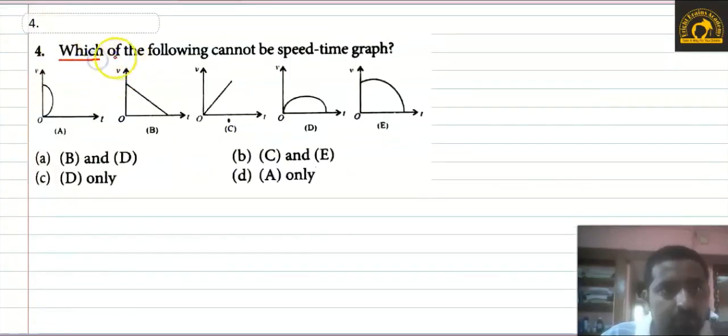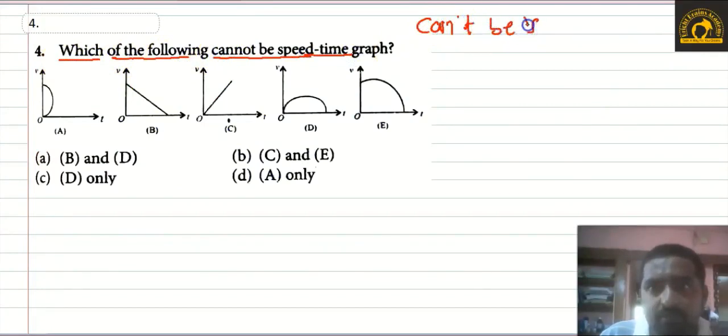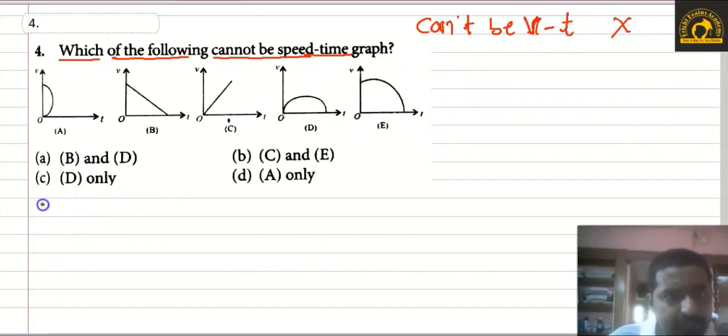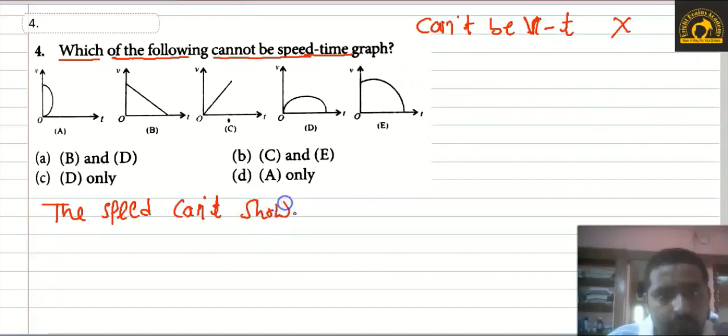Which of the following cannot be a speed time graph? Which graph cannot be a speed time graph? So let's see. The first condition is that the speed cannot show dual readings in one time.